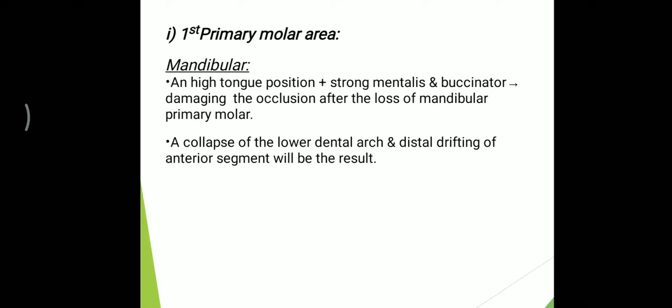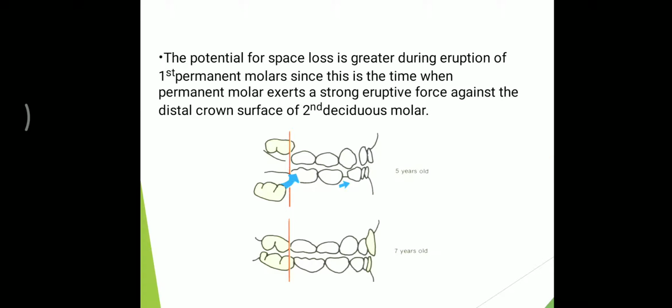Now let's see the first primary molar area in the mandible. A high tongue position plus strong mentalis and buccinator damages the occlusion after the loss of mandibular primary molars. A collapse of the lower dental arch and distal drifting of the anterior segment will be the result. The potential for space loss is greater during eruption of the first permanent molar, since this is the time when the permanent molar exerts a strong eruptive force against the distal crown surface of the second deciduous molar.